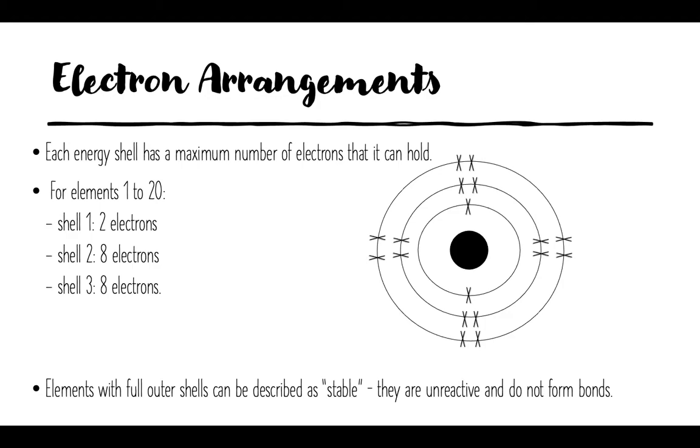Elements which have full outer shells can be described as stable. This means they are unreactive and are not likely to form bonds because they simply do not need to.